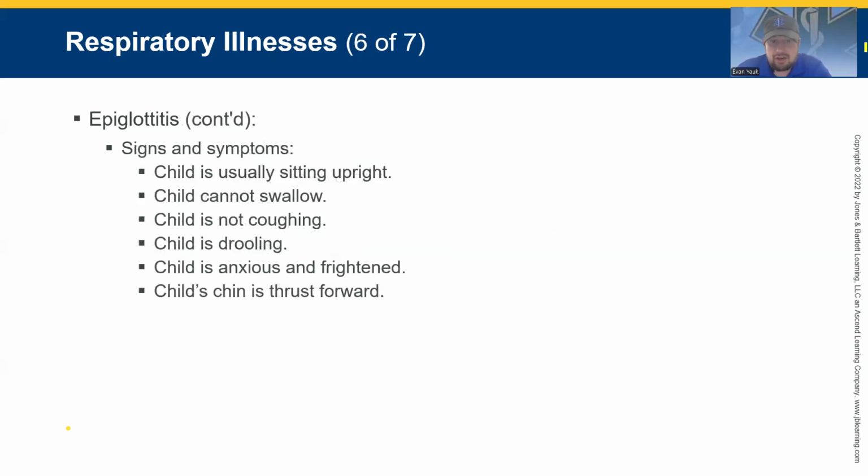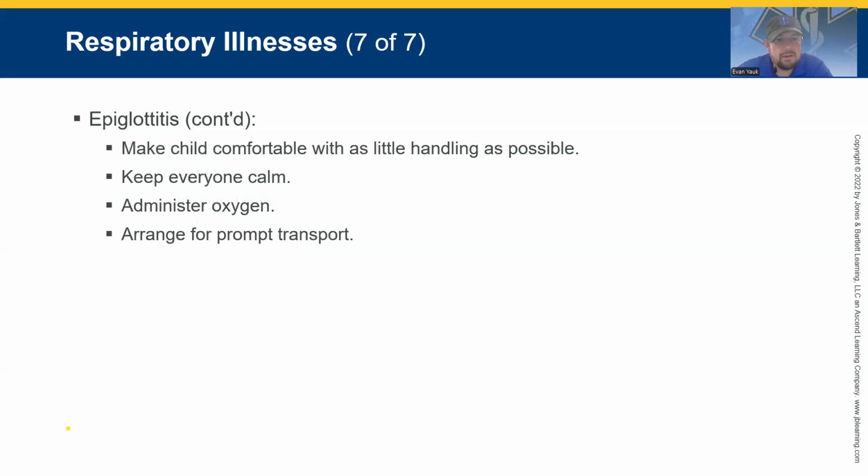Signs and symptoms: child is usually sitting upright. Child cannot swallow. Child is not coughing. Child is drooling. Child is anxious and frightened. Child's chin is thrust forward. Here is the big one to help you remember it. This is a big telltale sign of epiglottitis. Make the child comfortable with as little handling as possible. Keep everyone calm, administer oxygen, and arrange for prompt transport.